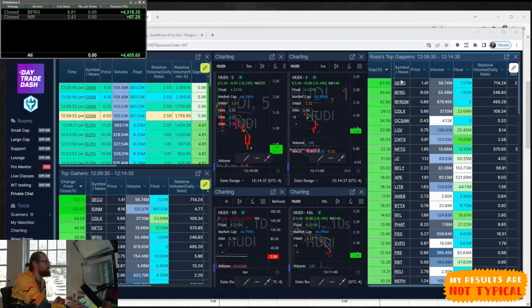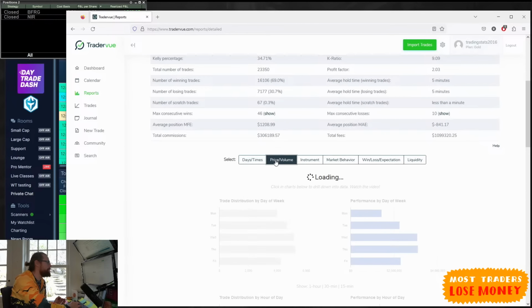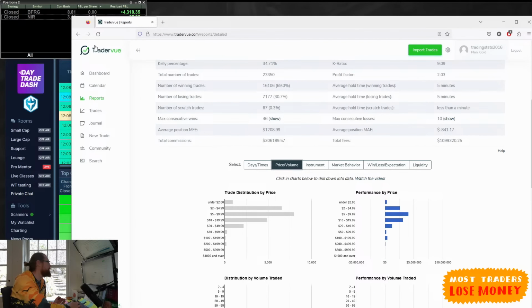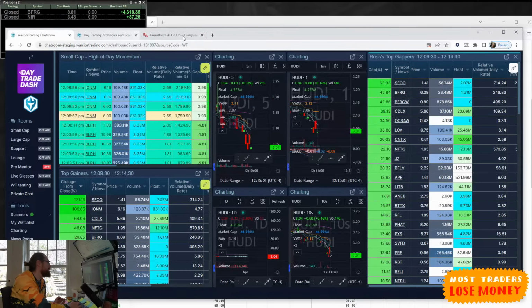Why did I trade that one instead of Seco? Because of the price. I know I don't do as well under $2. That's based on a lot of data, right? So I've got a lot of data here that says under 2, not really my strong spot. Between 2 and 10, great. Between 10 and 20, okay. Above that, profitable. But anyways, this is a lot of data that helps support these decisions. They're not just willy-nilly. So anyway, BFRG, 1.6 million share float, and the stock went up like 55, 60% today.